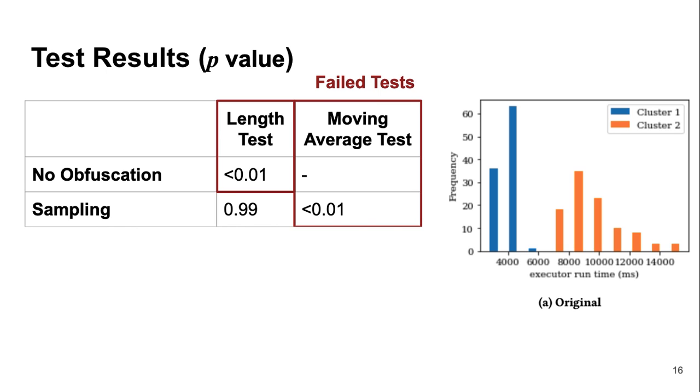Next, we perform the moving average test on the numerical attributes. We first calculate the moving averages of a numerical attribute within a fixed window size, and then test whether these moving averages come from the same distribution. The figure on the right shows the distribution of the executor runtime of the same task in different repetitions. The blue bars represent the running time on 8-core servers, while the orange bars represent the running time on single-core servers. The two distributions are significantly different because 8-core servers finish the tasks much faster. Therefore, the moving average test fails.